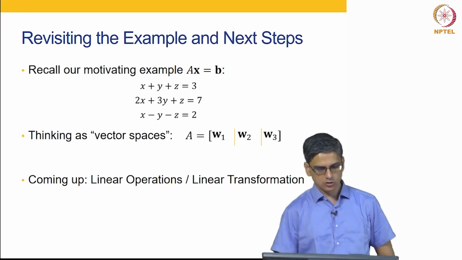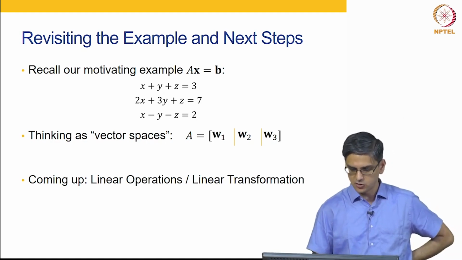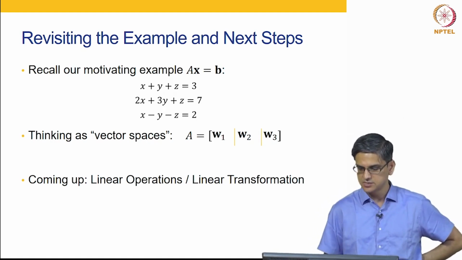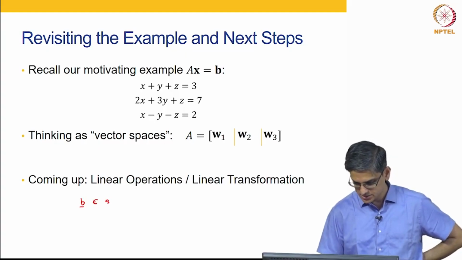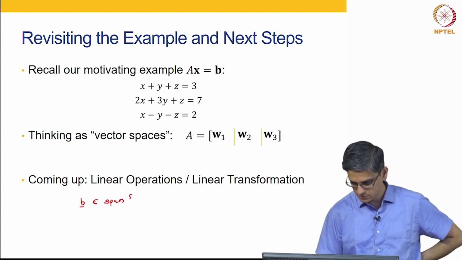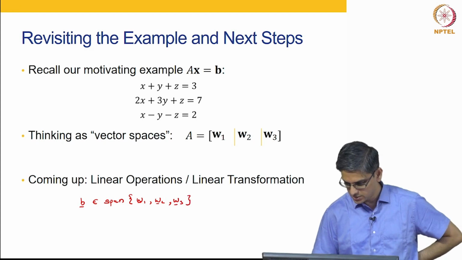Okay. So, revisiting our motivating example to think about A as vector spaces, and if B bar is in span of W1 bar, W2 bar, W3 bar, then a solution exists.